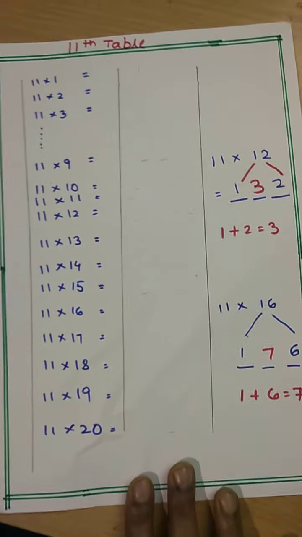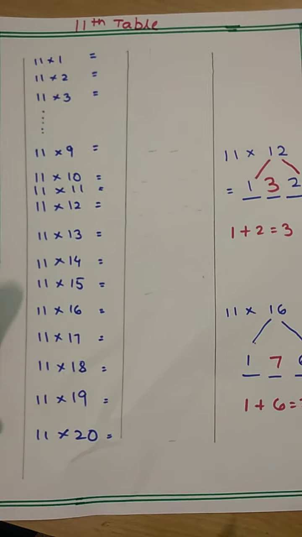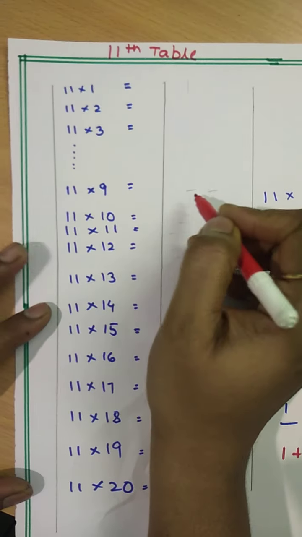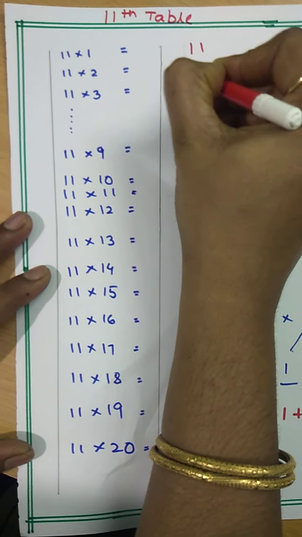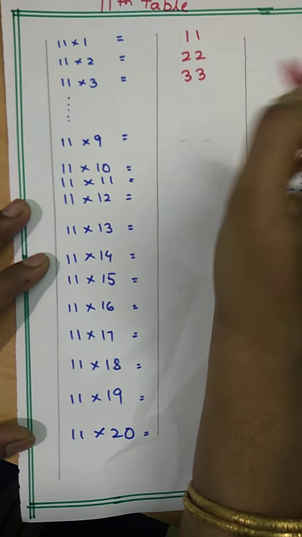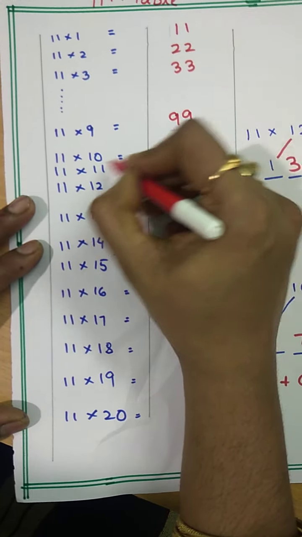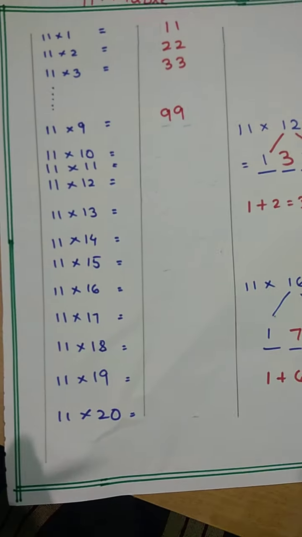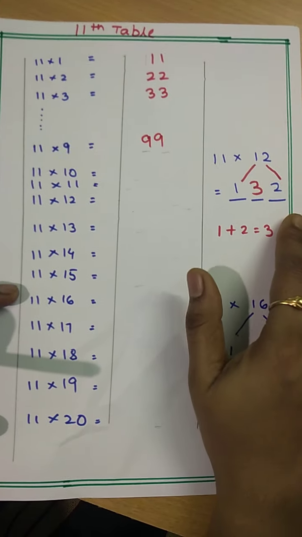For the 11th table, everyone knows up to 11 ones are 11, 11 twos are 22, 11 threes are 33, 11 fours are 44, 11 fives are 55. Like that, 11 nines are 99, everyone knows. From 11 tens onwards we can start by using this formula.